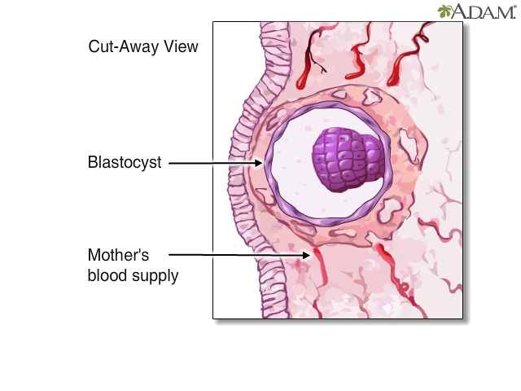On-screen text appears. Cutaway view. Both the blastocyst and the mother's blood supply are labeled.